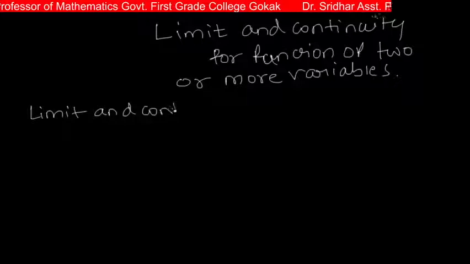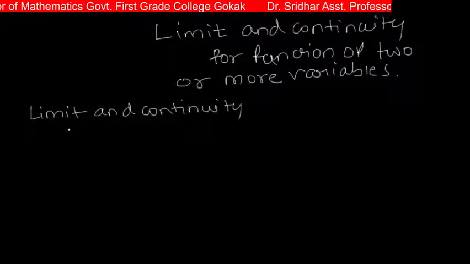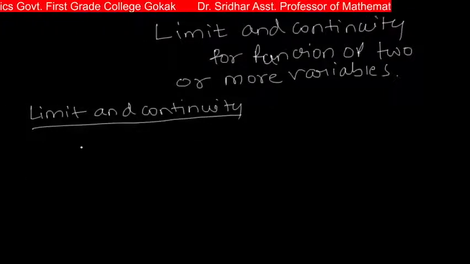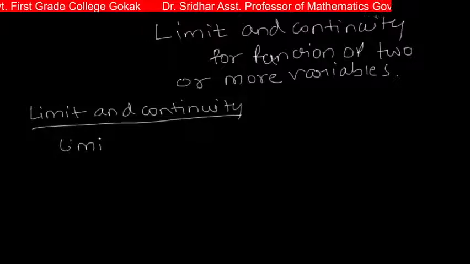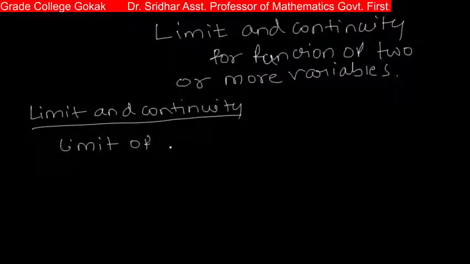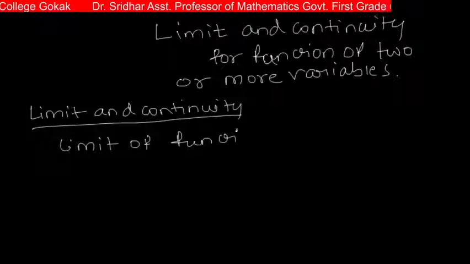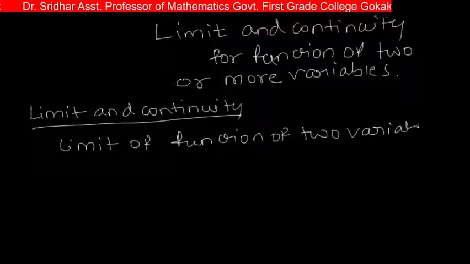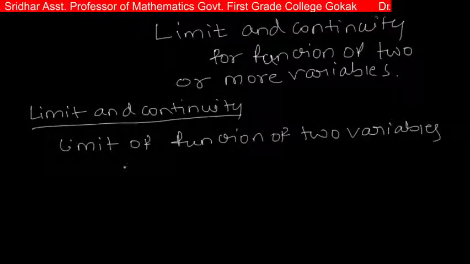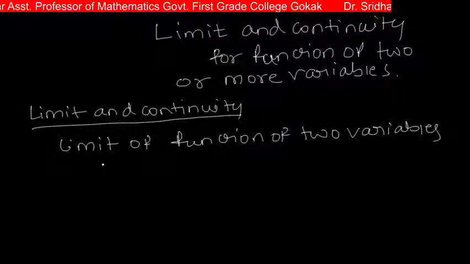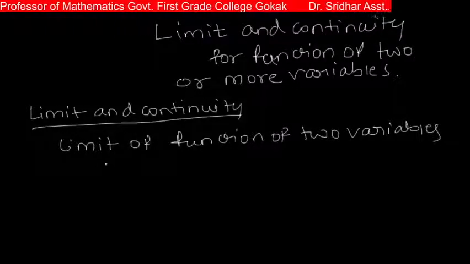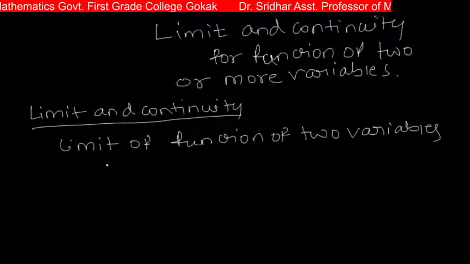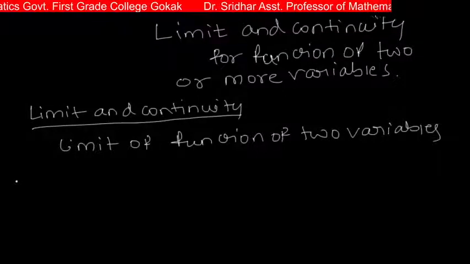Limit and continuity. So here first we define the limit of a function of two variables. Okay, so in this case we use the same definition, as defined for a function of only one variable. So how do you define this?